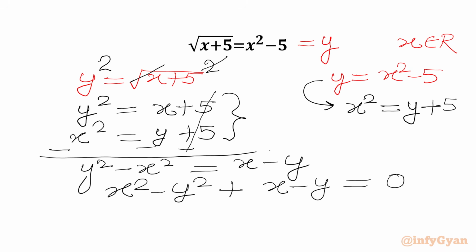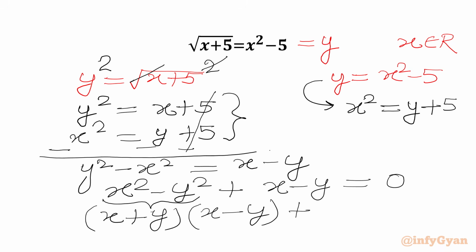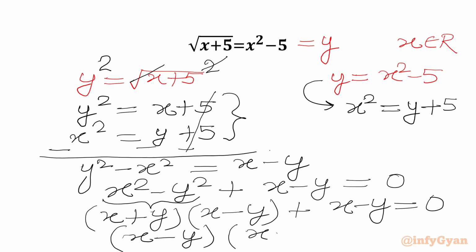Now we will use the difference of two squares formula here, and we can write (x plus y) times (x minus y) plus (x minus y) equal to 0. Now x minus y is overall common. So we will get (x minus y) times (x plus y plus 1) equal to 0.